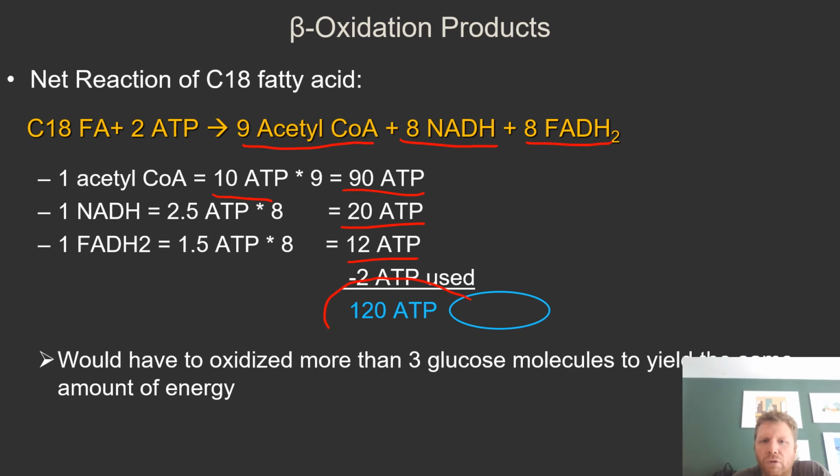This circle is less dramatic when it's to the right of the answer. Instead, it's supposed to be over that. So you would have to oxidize more than 3 times the glucose molecules to get the same amount of energy. So in terms of what's a better energy source, fats or sugars? Fats. You get a ton of energy.